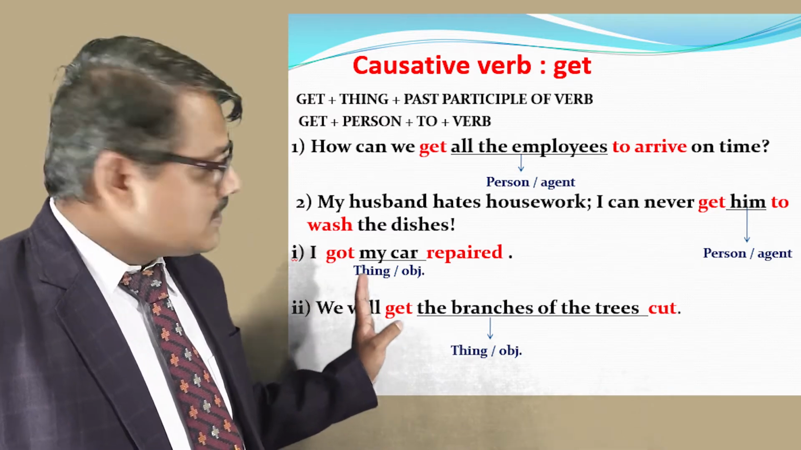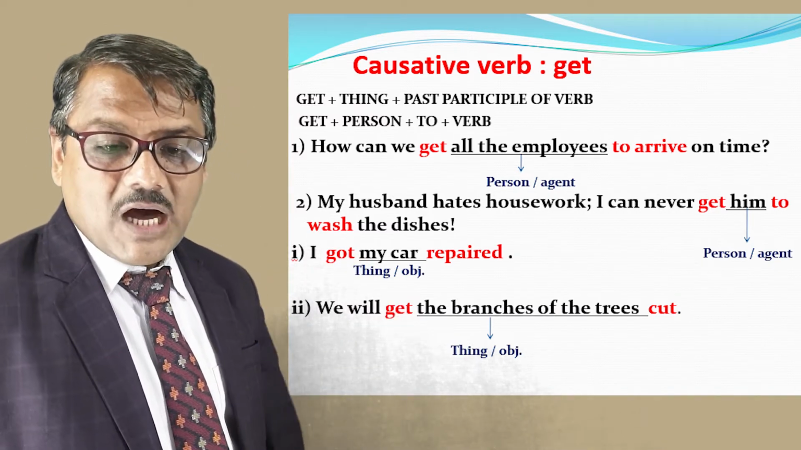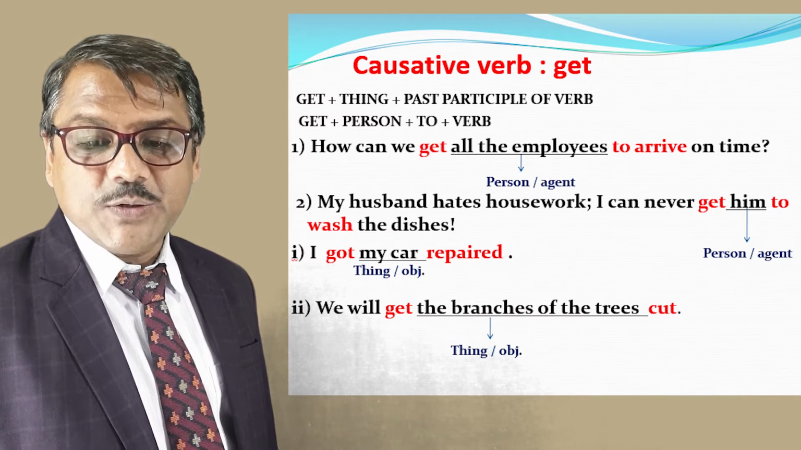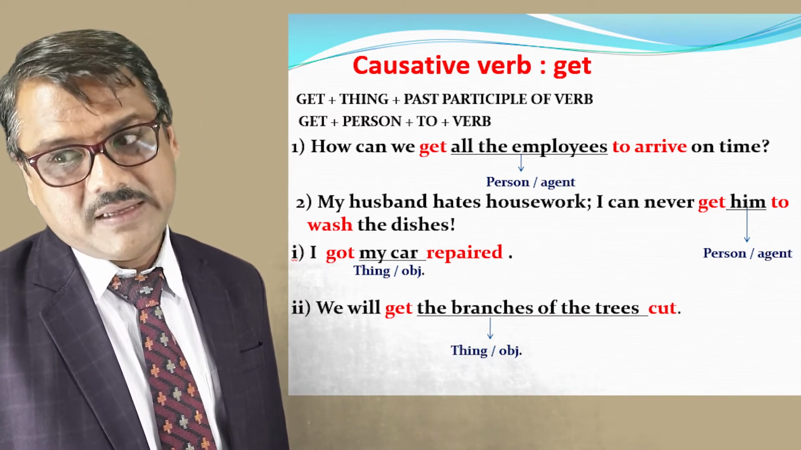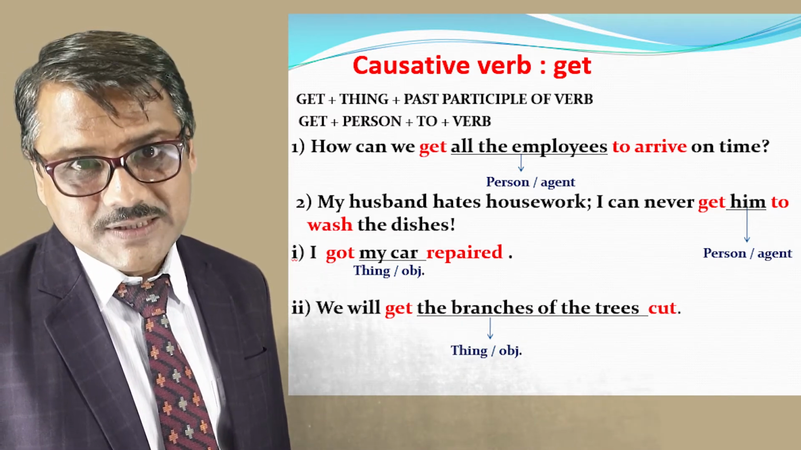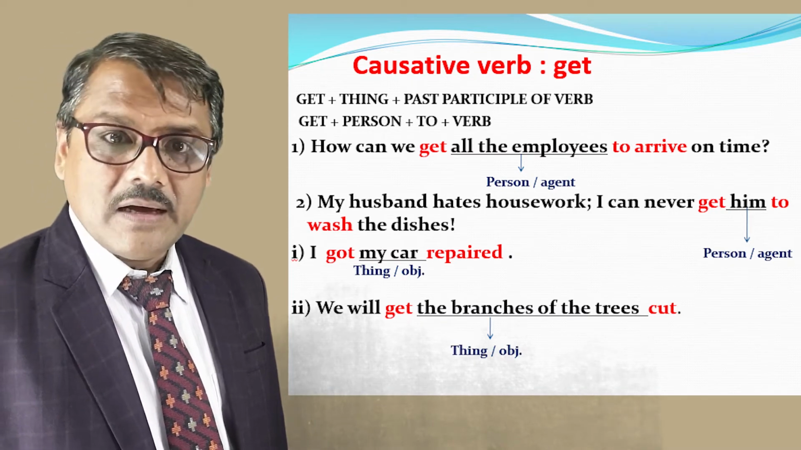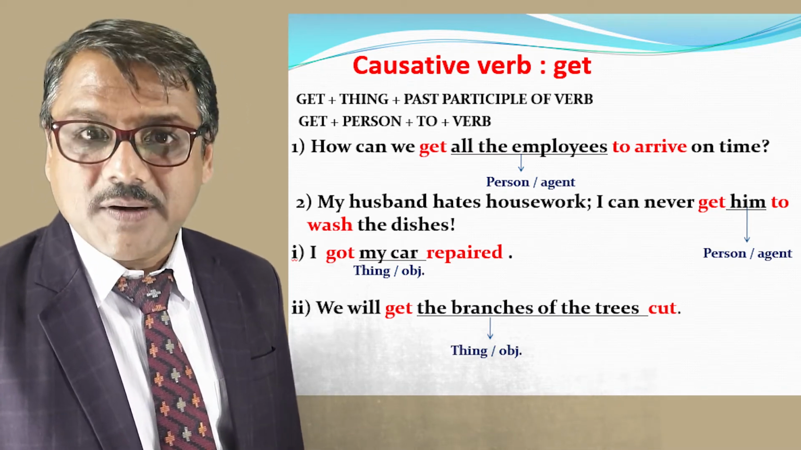Everyone, read the first sentence. How can we get the employees to arrive on time? Here we have used get. Get is a causative verb.